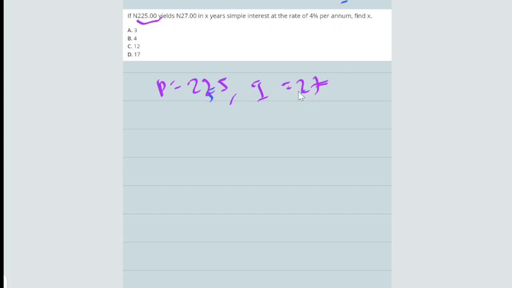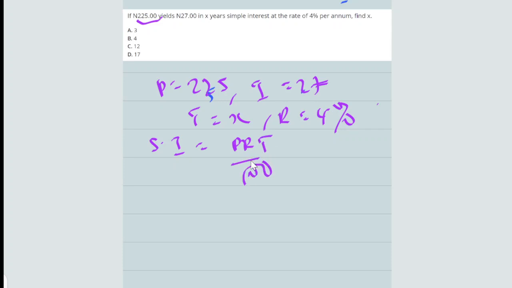in X years. Since we have years, it means our T is equal to X and our R is equal to 4%. And don't forget the formula for simple interest is what? So PRT over 100, principal multiplied by rate, multiplied by time over 100. So where your P is the principal, that is the money you borrowed, at which rate is R. So then your T is the time you are going to return the money.